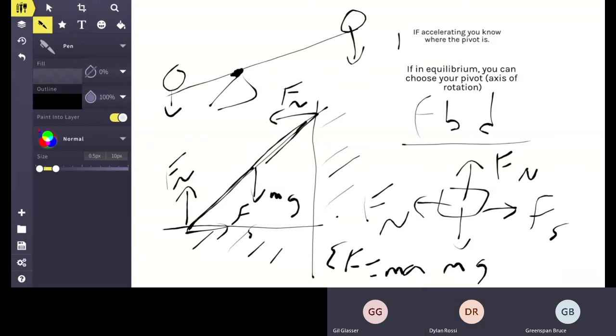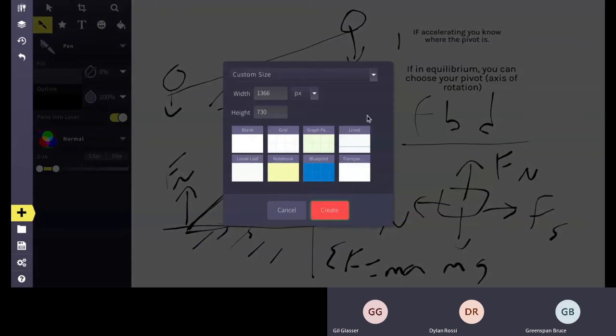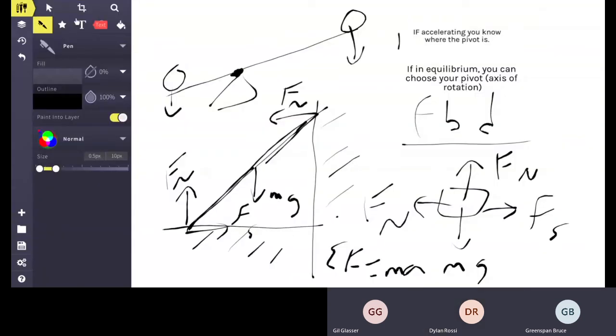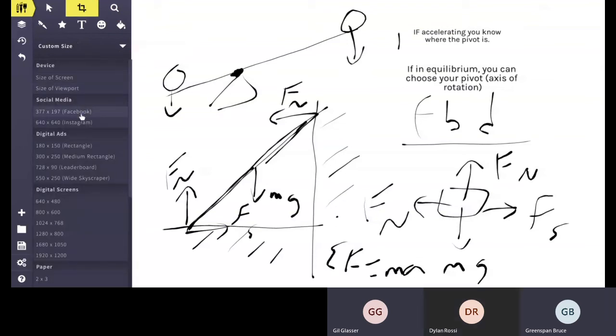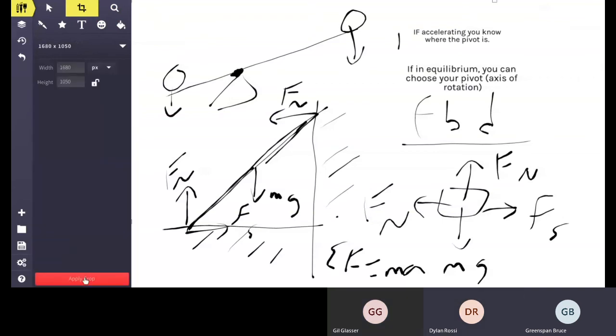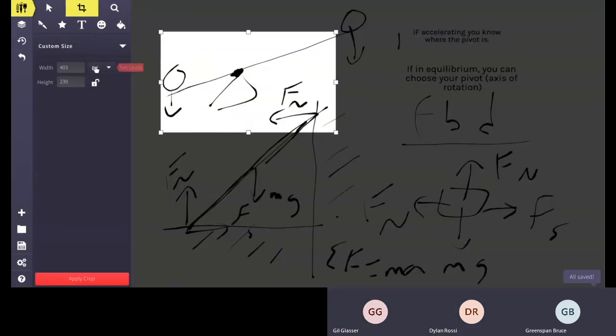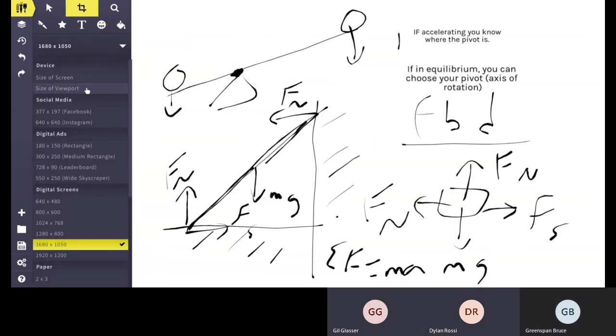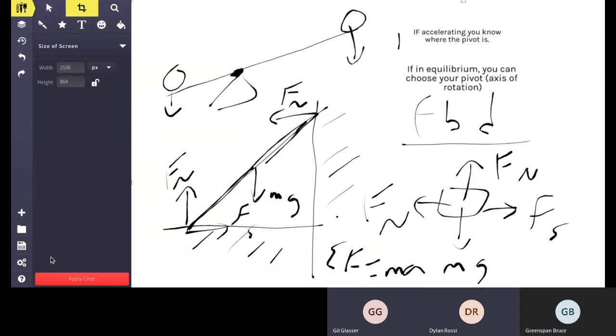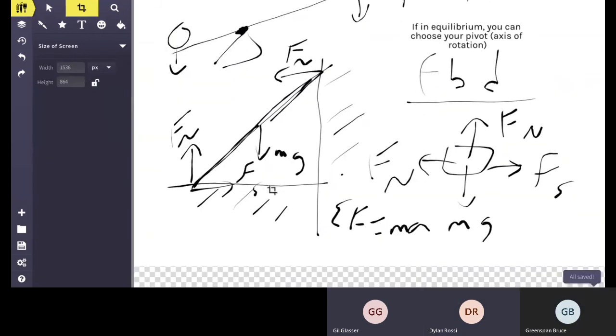The thing's not moving. Can I just zoom out here? Oh, crop and resize. Oh, here we go. Social media size? What is that? Instagram size? You could do that. That's funny. Apply crop. Whoa. Hold on, I'm playing with stuff. Size of screen. That's a little bigger. Okay.